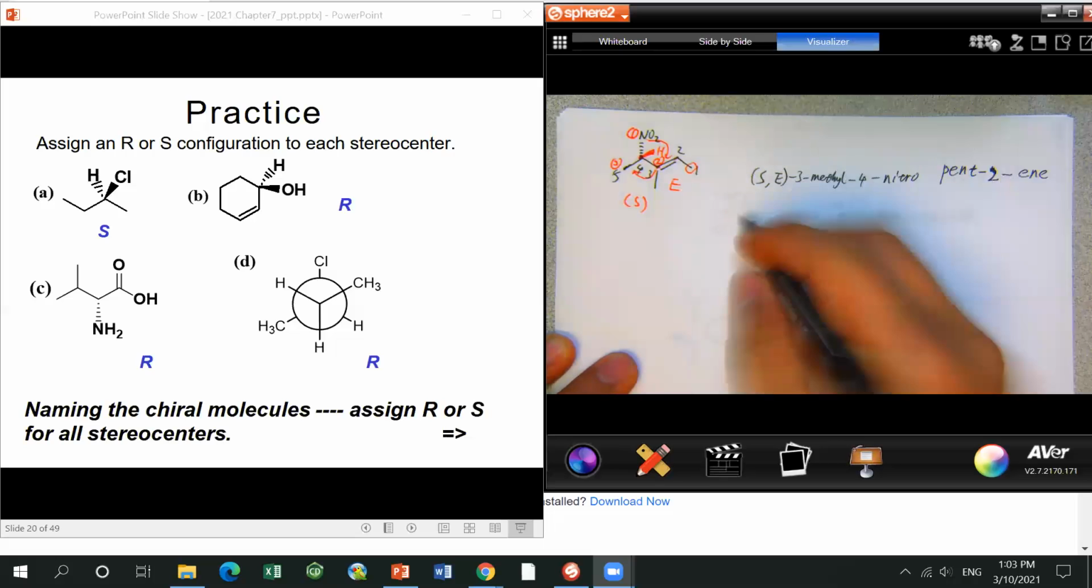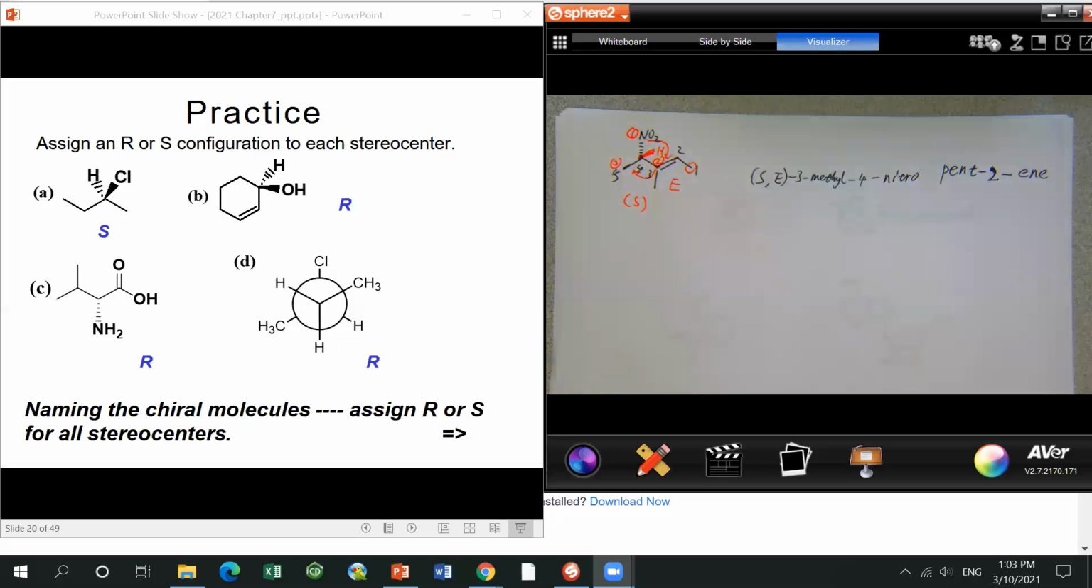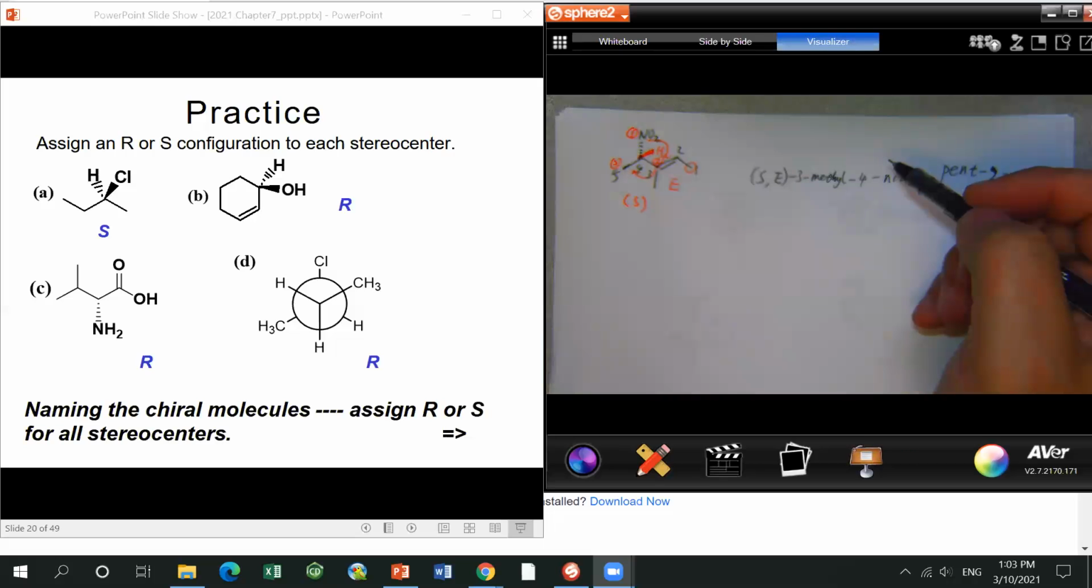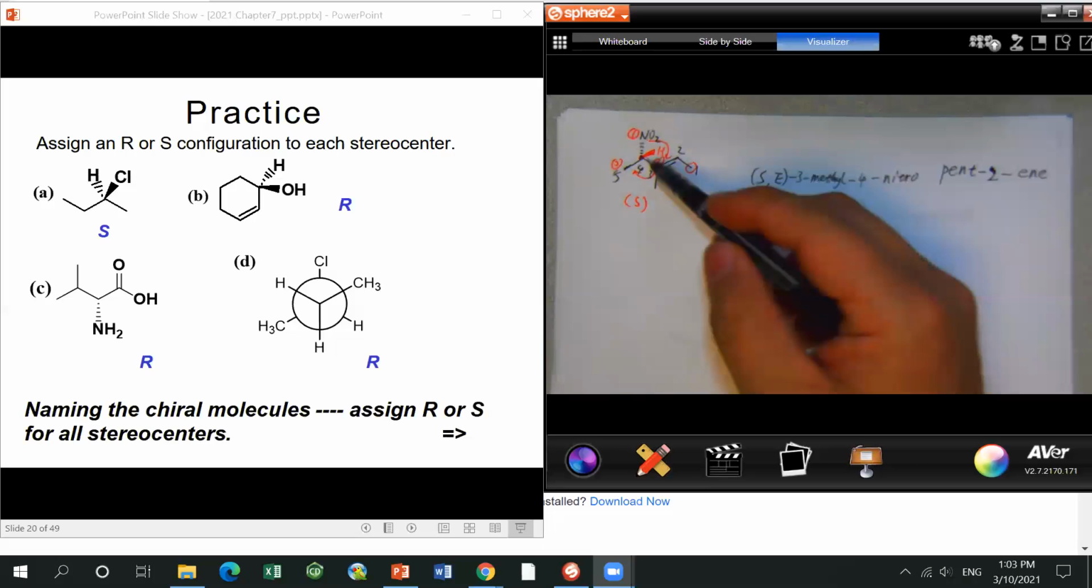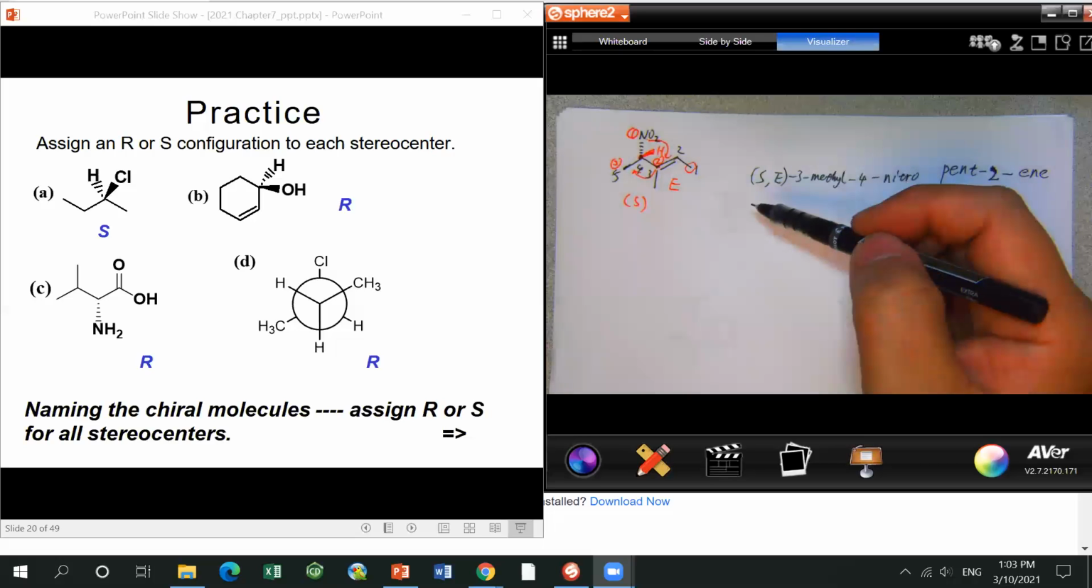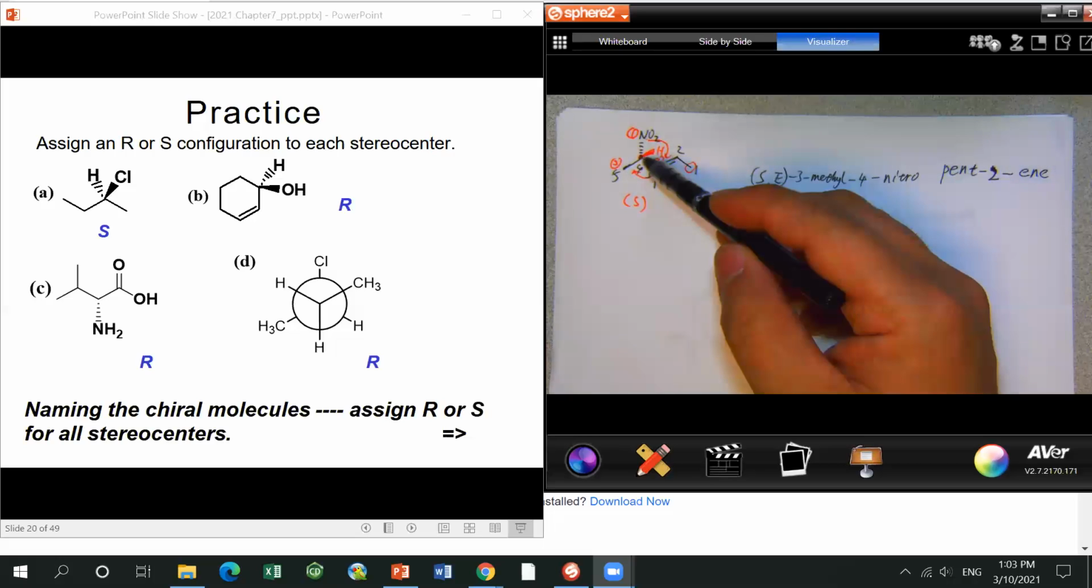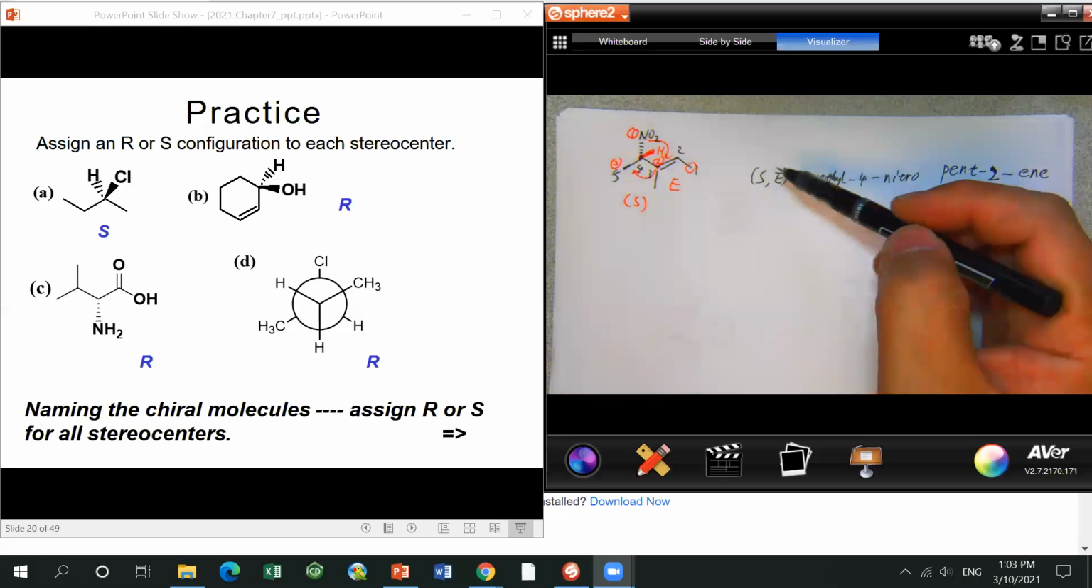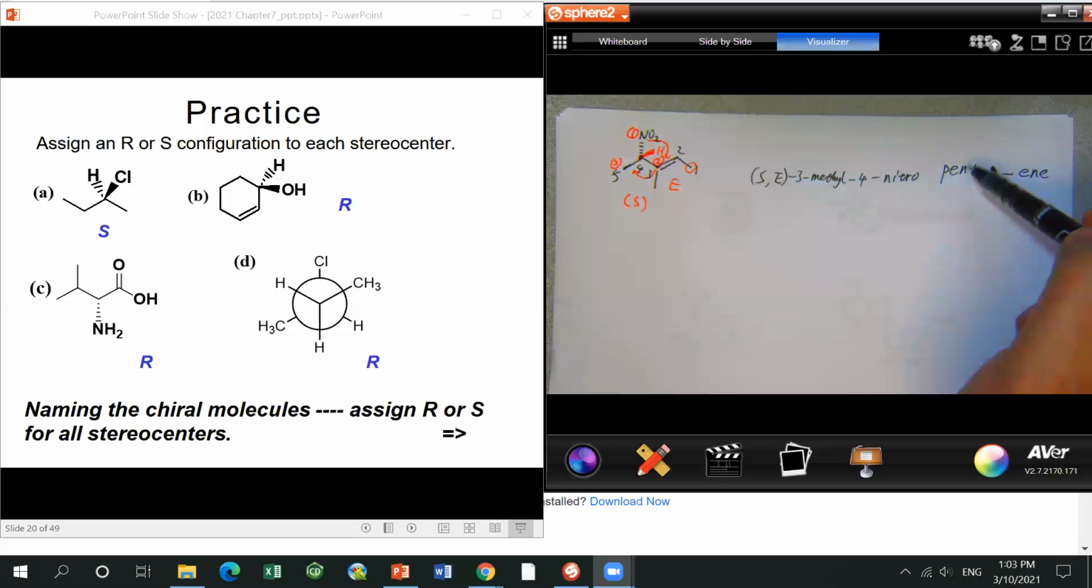And then we put parentheses. You don't need to give a location number, because there's only one stereocenter and one double bond. But if you want to put 4S, 2E, and then 3-methyl-4-nitropent-2-ene, that's fine, no big deal.